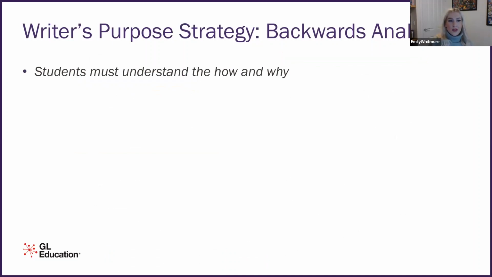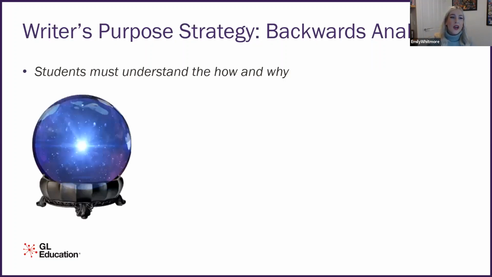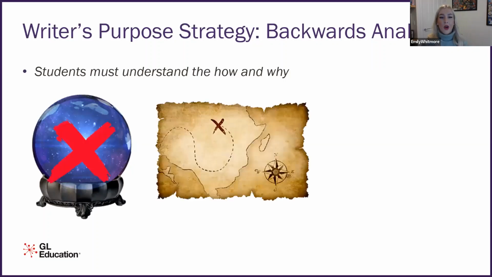And I do think this is important because students need to understand the how and the why, right? And I find particularly with literary devices and with understanding writer's purpose, we do it backwards a little bit. So even though I call this backwards analysis, I think generally the approach to teaching students about literary devices can be a bit backwards. And what I mean is we ask students to treat it like it's this crystal ball where they're supposed to divine where these devices are. Or we treat it like this treasure map, like, okay, here's your poem, find the metaphors.